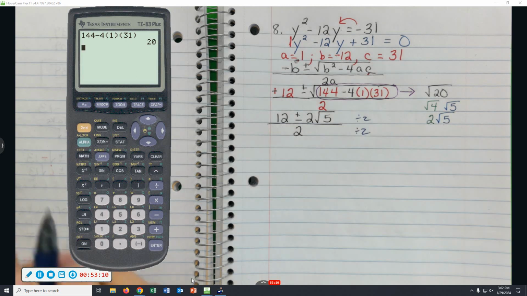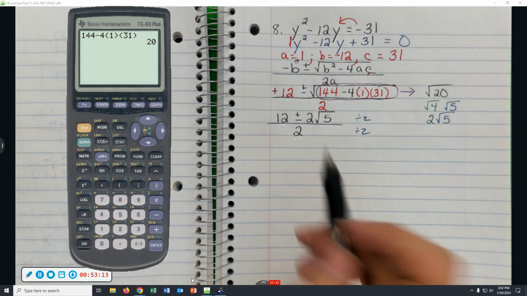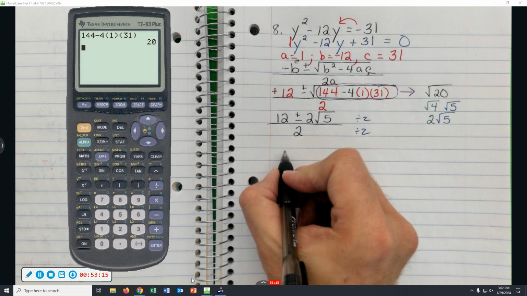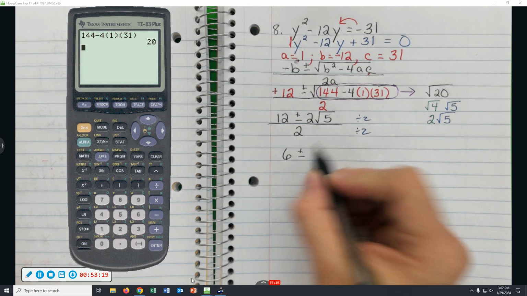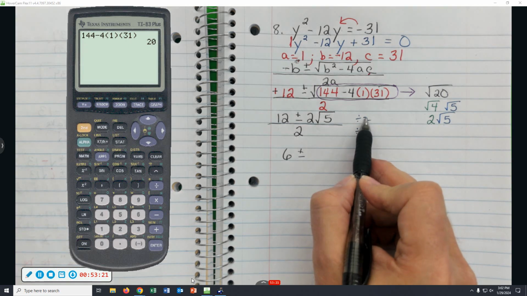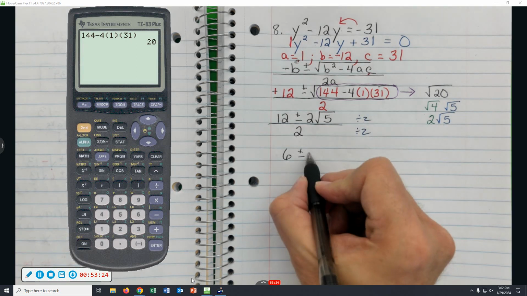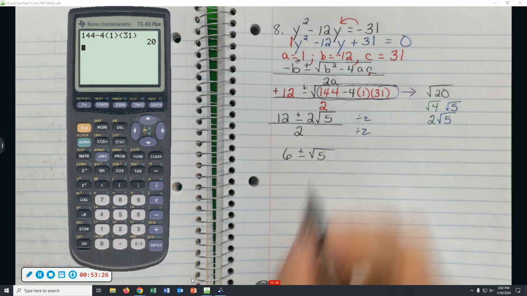Am I going to have a fraction in my answer? 12 divided by 2 is 6, plus or minus 2 divided by 2, which would just be a 1. And I don't have to write a coefficient of 1. I can just write square root of 5.